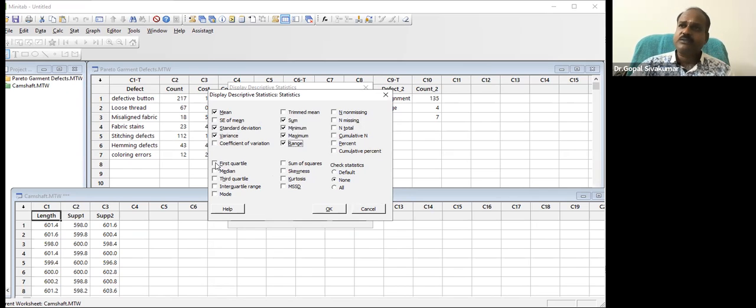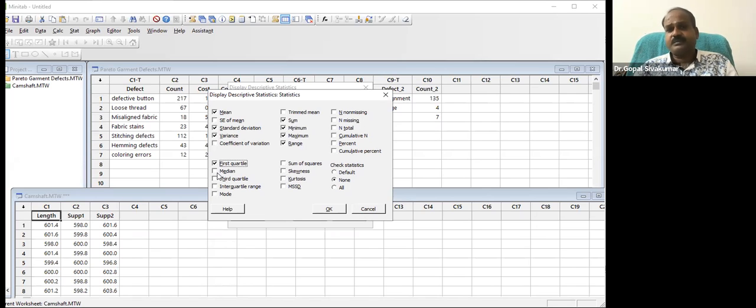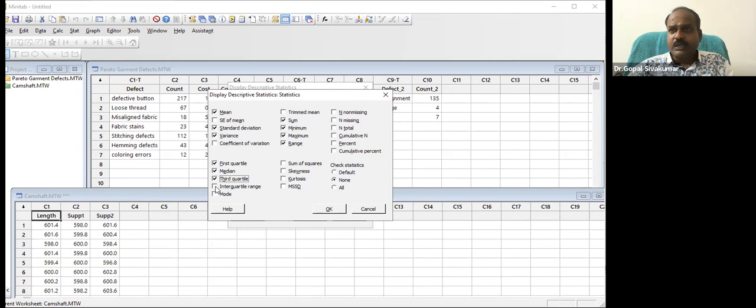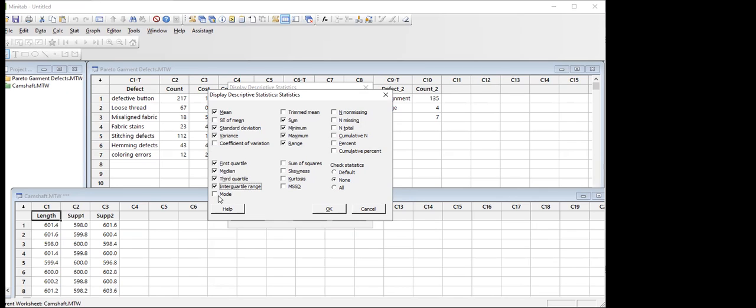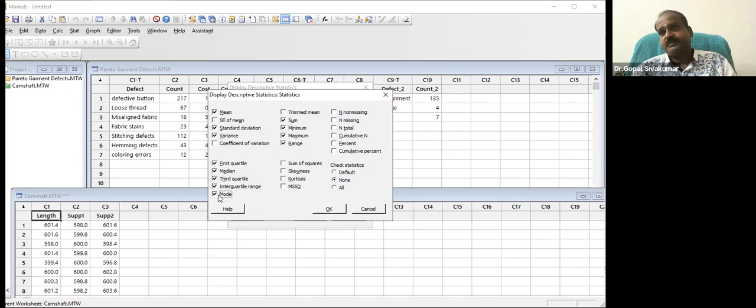First quartile. Do you know first quartile? First quartile means a point below which 25% of the data lies. That is called first quartile. Median is otherwise called the second quartile. A point below which 50% of the data lies, which means above the point you will have the remaining 50%. What is third quartile? A point below which 75% of the data lies. Now interquartile range: Q3 minus Q1. Mode. What is mode? Most frequently occurring data.